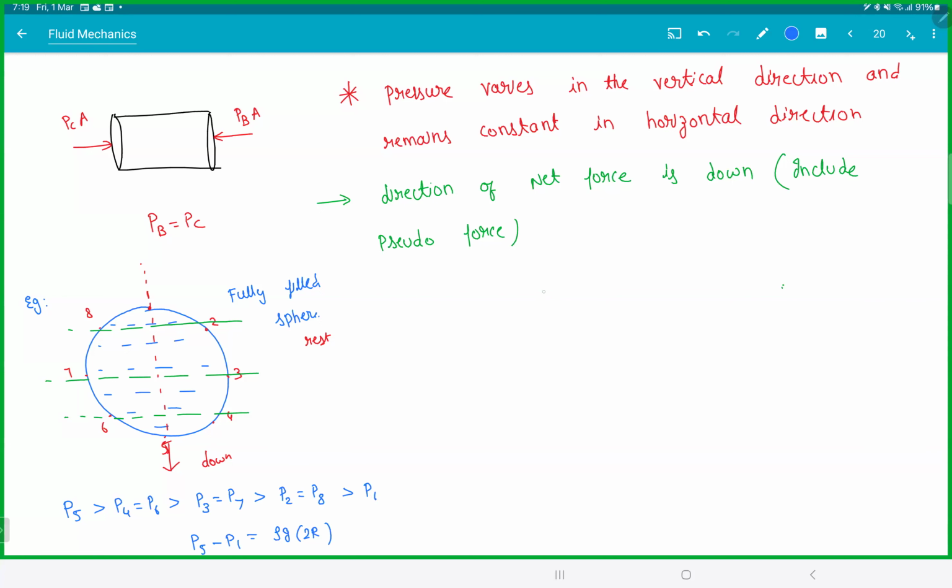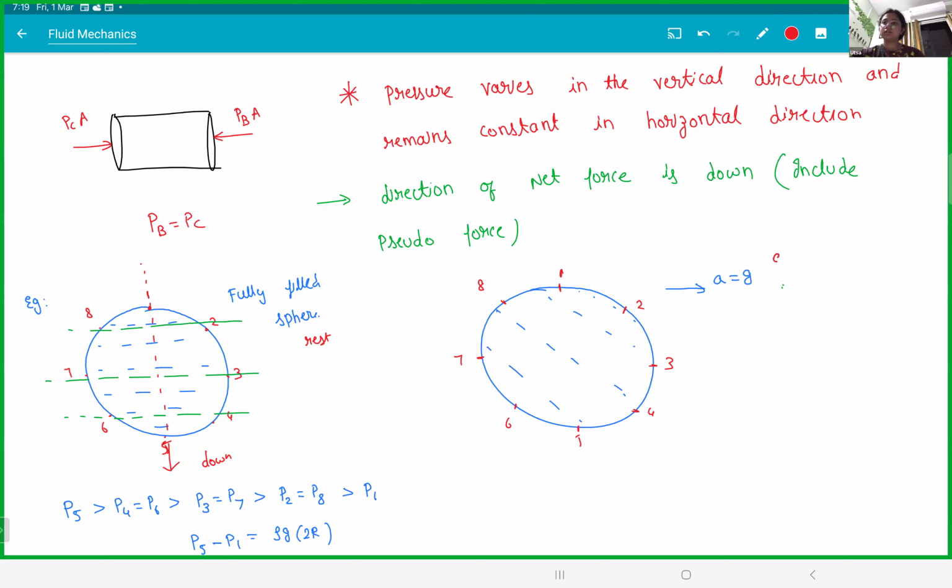Now the same question. Suppose this guy is accelerating with a equal to g. Same thing, it is at 45 degrees, everyone. Now can you tell me which point has the highest pressure? P6. So this is accelerating, okay? If you see the pseudo force here, this is ma, this is mg.